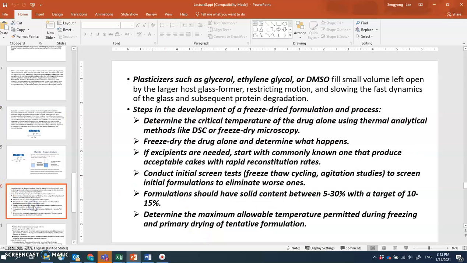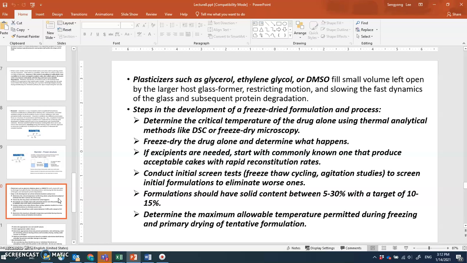Okay, and then plasticizers such as glycerol, ethylene glycol, and DMSO can be used in the formulation. They can fill small volume left open by the larger host glass former, restricting motion and slowing the fast dynamics of glass and subsequent protein degradation. So the plasticizers kind of protect your drug molecules during freeze drying. That's what it means.